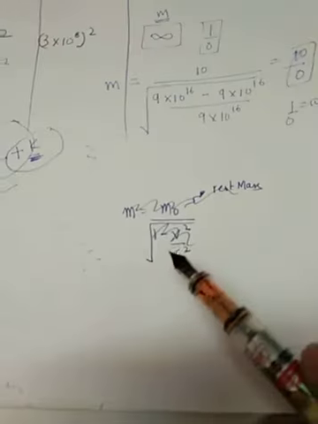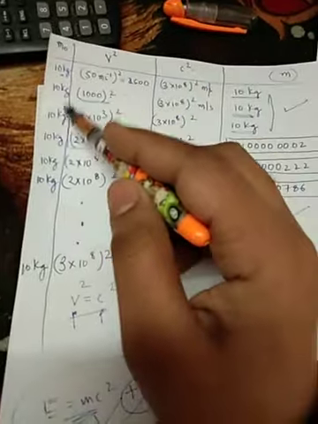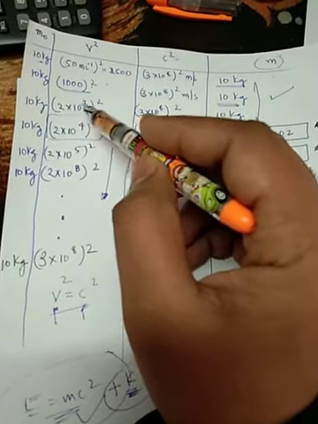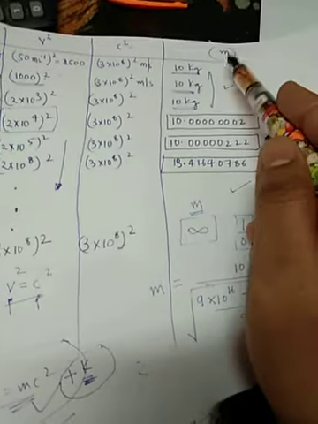If you put those values in this equation, you will get m here, 10 kg again, with m naught. Then I increase my velocity to 2 into 10 raised to 3 and square it. When I calculate m, I again get 10 kg.